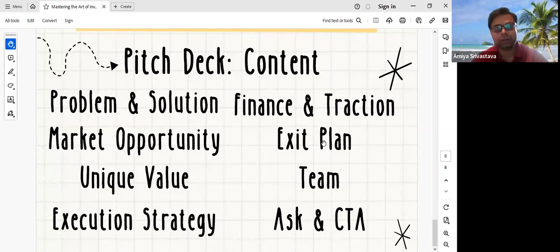Okay. Team, this is extremely important. If you do not have any traction, then unique value and your team, these are very, very important slides. Problem solution, sure. Market opportunity, sure. But all of these are your understanding, your biases, your assumptions, your hypothesis. As a team, are you able to really execute on this?